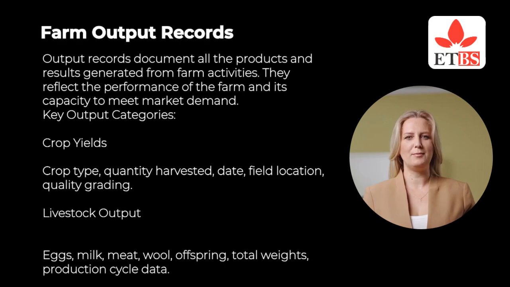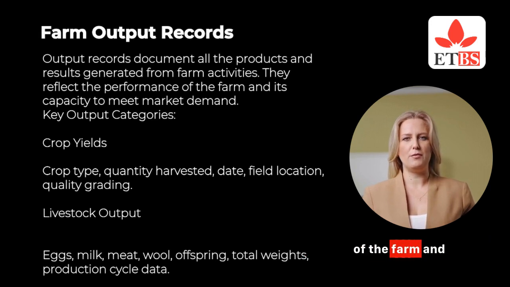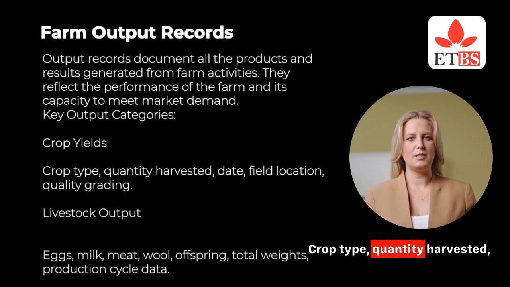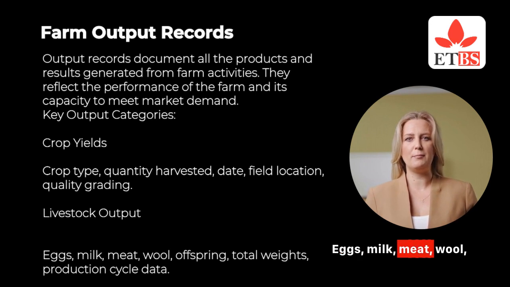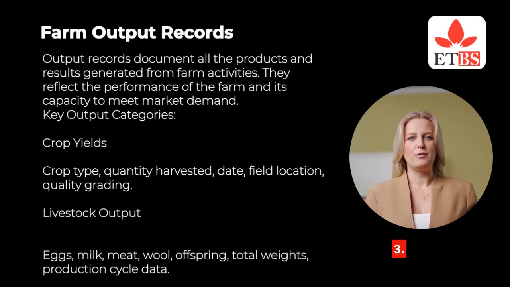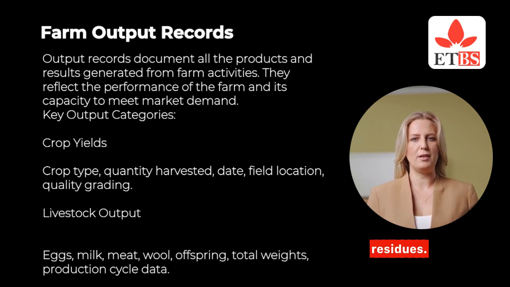Farm output records. Output records document all the products and results generated from farm activities. They reflect the performance of the farm and its capacity to meet market demand. Key output categories. 1. Crop yields: crop type, quantity harvested, date, field location, quality grading. 2. Livestock output: eggs, milk, meat, wool, offspring, total weights, production cycle data. 3. Byproducts and waste: straw, husks, manure, processing residues.